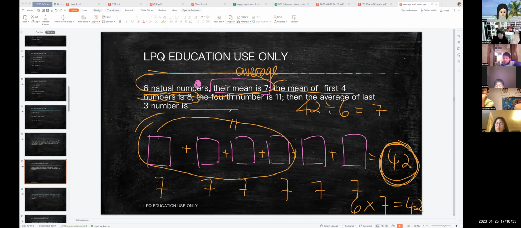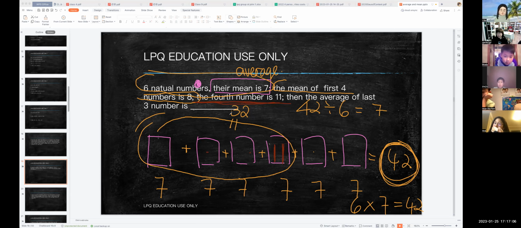Brandy. They equal to 32. Very good. These 4 numbers plus together equals 32. Very good. Okay. So it doesn't say anything yet. But the fourth number is 11. 1, 2, 3, 4. So that means this number is 11. Everybody correct? Okay. So now they want you to calculate the average of the last 3 numbers.